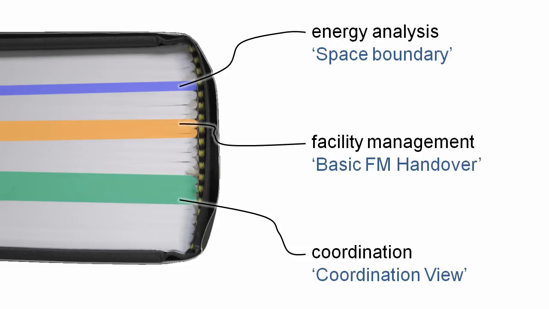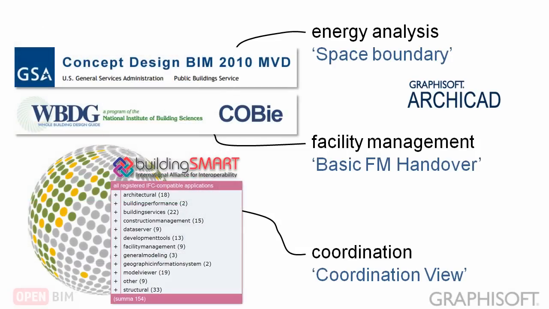The official names of these Model View definitions are Coordination View, Basic FM Handover View, and Space Boundary Add-on View. These Model View definitions are the most important ones for architects and hence for an architectural application. In the U.S., for example, the space boundary-based IFC data exchange is required for federal contracts. The basic FM handover-based IFC database is the starting point for the COBie documentation standard required in many English-speaking countries. COBie stands for Construction Operations Building Information Exchange.